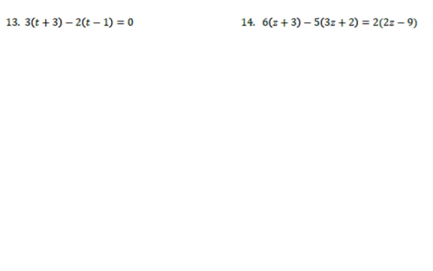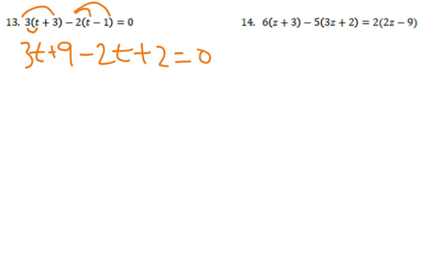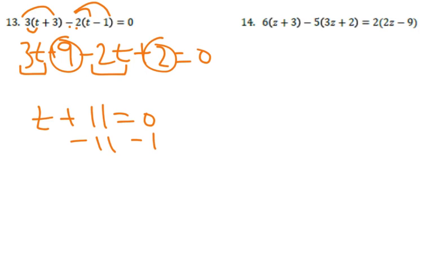Now number 13 and 14, same exact thing. 3 times t is 3t, 3 times 3 is 9, negative 2 times t is negative 2t, negative 2 times negative 1 is a positive 2. Got to remember that negative sticks with the 2. Now they're on the same side, so we don't have to do opposites. Positive 3 minus 2 is 1t, or just t. 9 plus 2 would be plus 11 equals 0, minus 11, t equals negative 11.